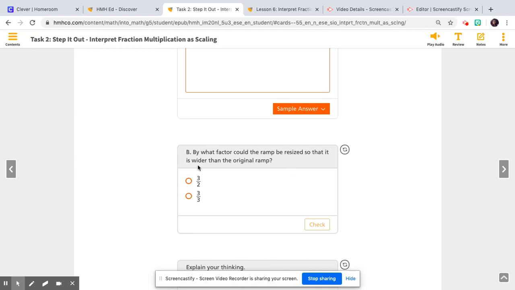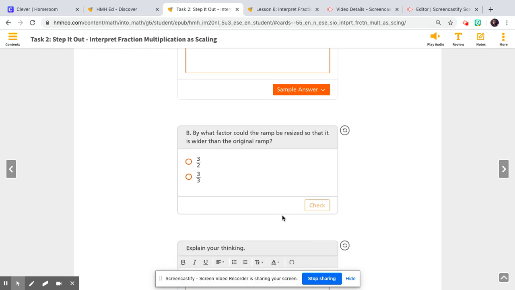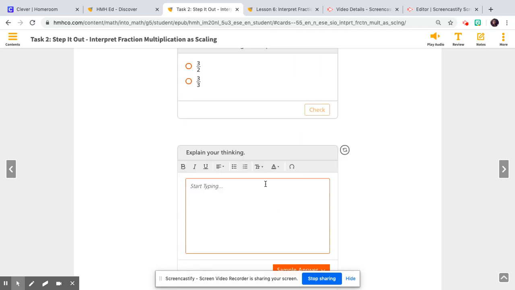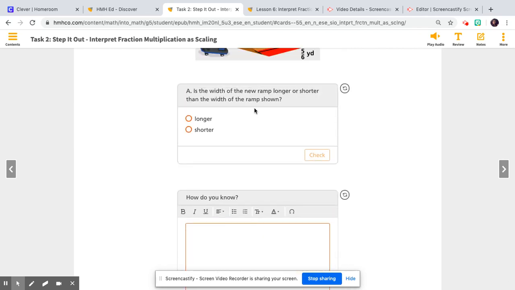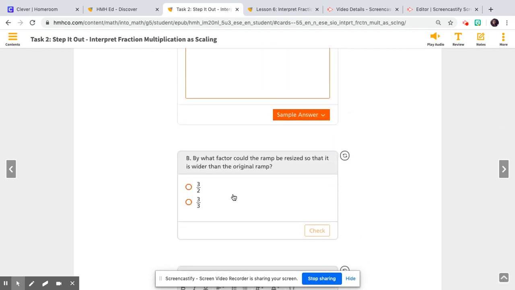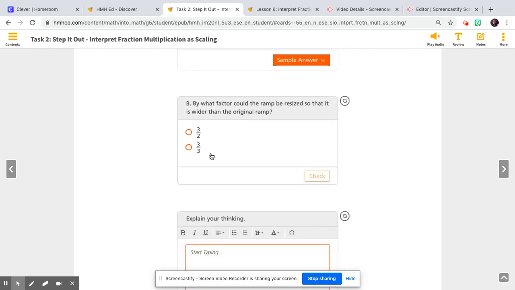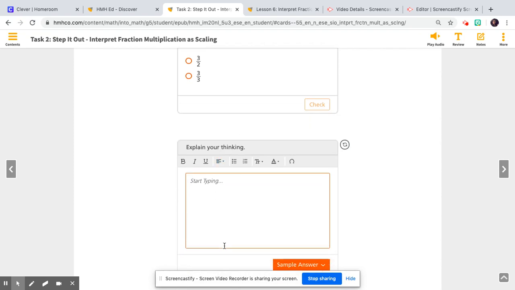We want it to be wider, okay? We want it bigger. 3/2, my numerator is greater than my denominator. So that means my answer is going to be greater, okay? And then explain your thinking again. How did you get that answer for B, okay? Make sure you have this. For A, you're not just telling me longer or shorter, you're also explaining. For B, you're not just telling me 3/2 or 3/3, you're explaining, okay?